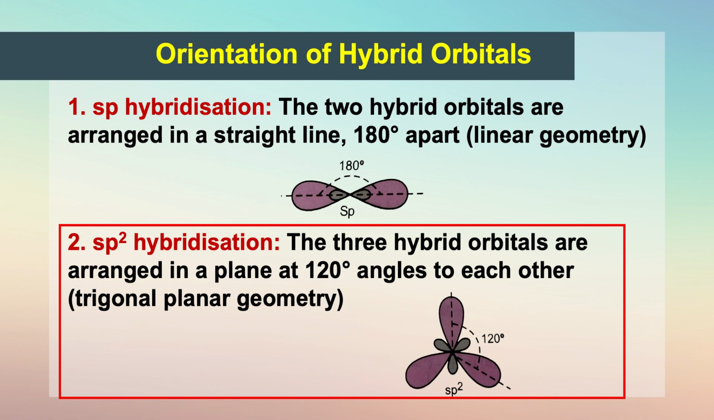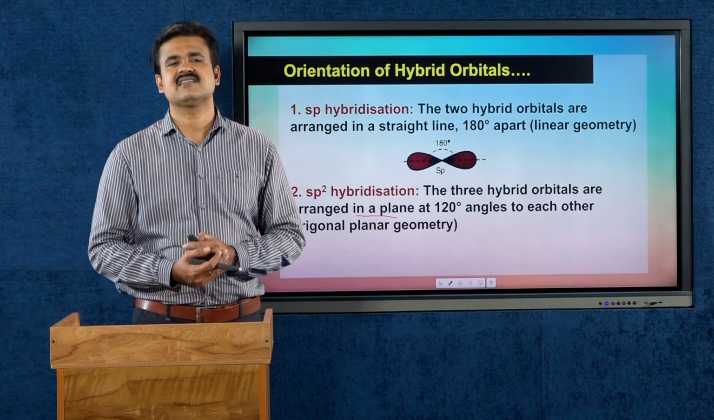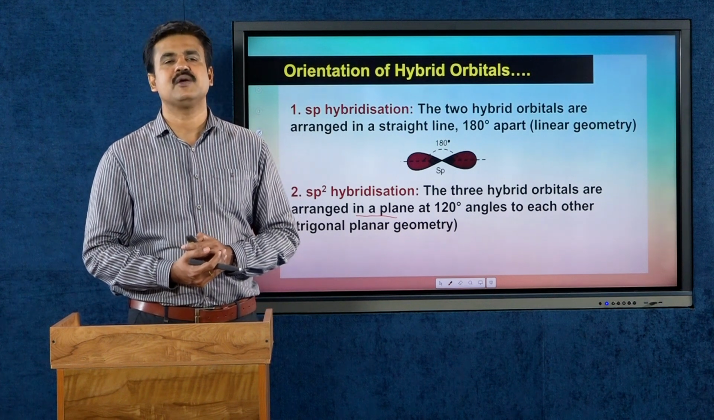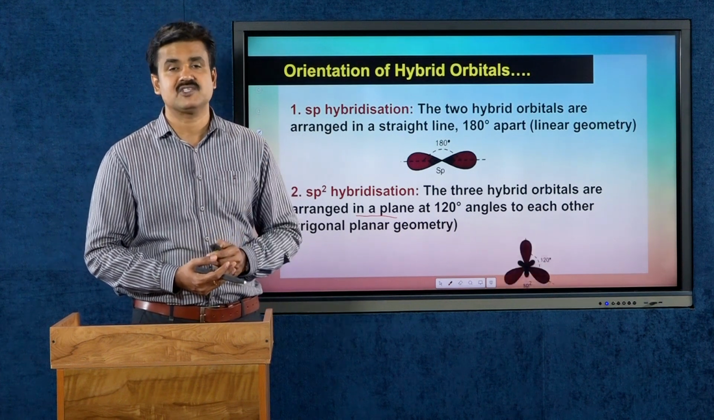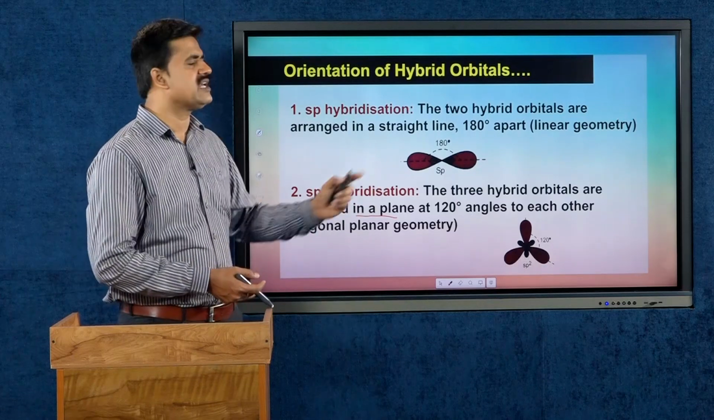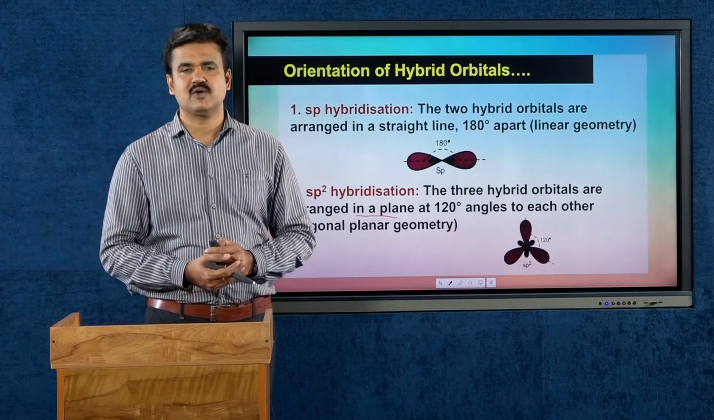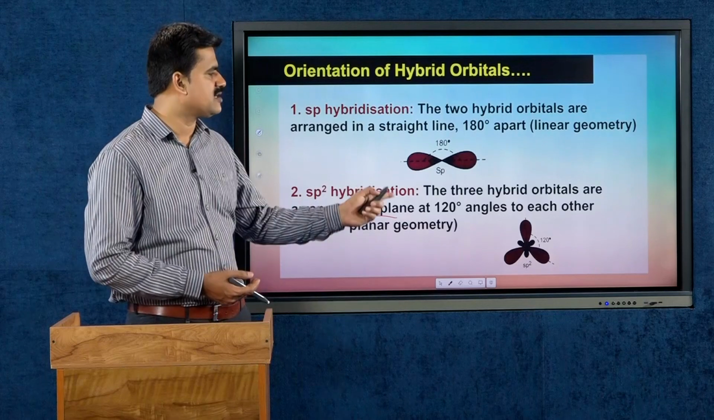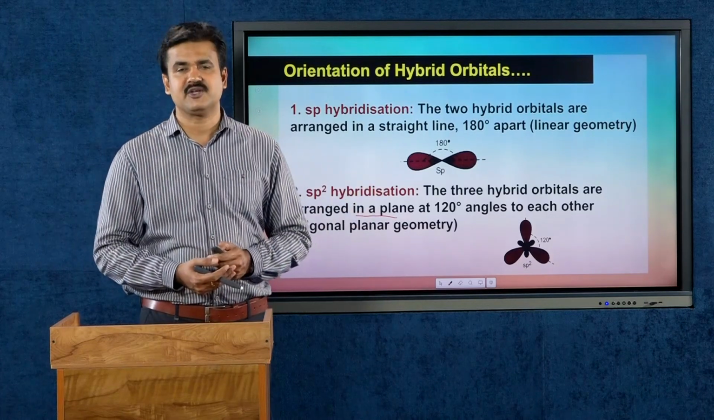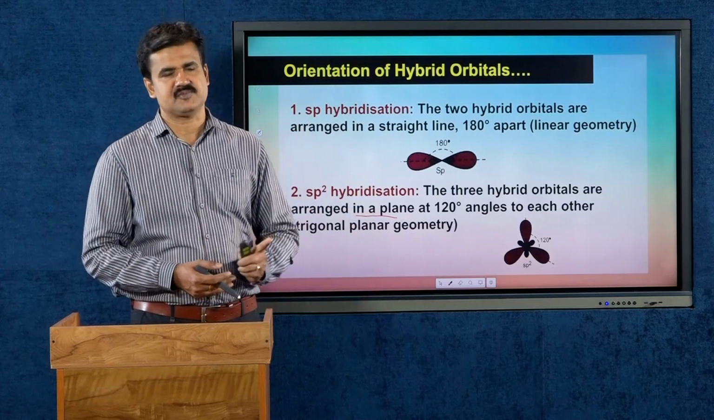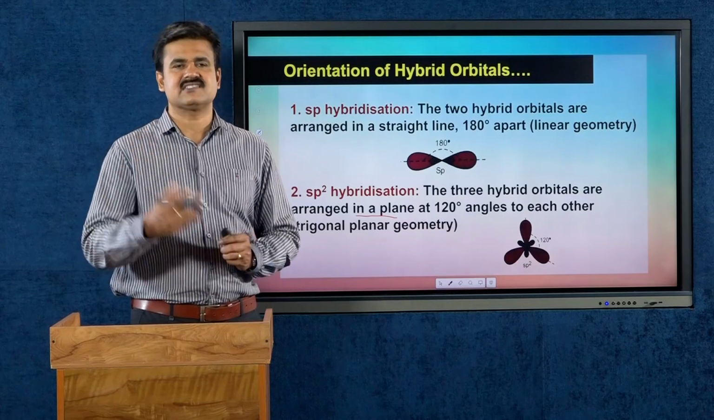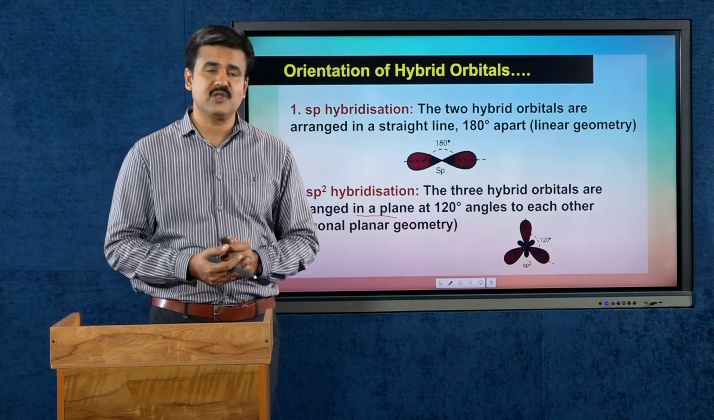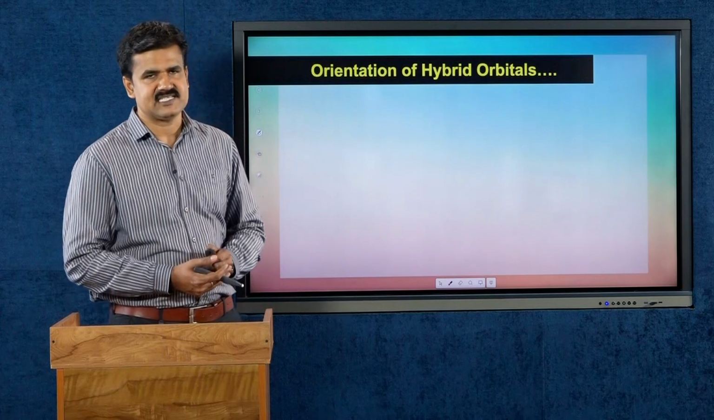The three sp2 hybrid orbitals are arranged in a plane at 120 degree angles to each other. That means the geometry of sp2 hybrid orbital is trigonal planar geometry, which is shown here. You can see the presence of three sp2 hybrid orbitals. These three sp2 hybrid orbitals are separated by an angle of 120 degree, and this arrangement, this orientation, leads to trigonal planar geometry of molecules which possess sp2 hybridization.